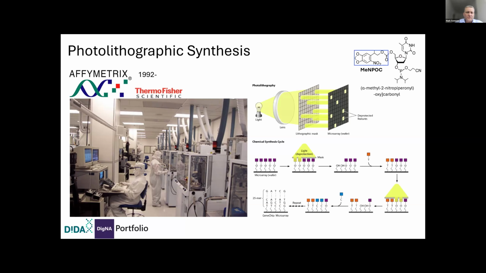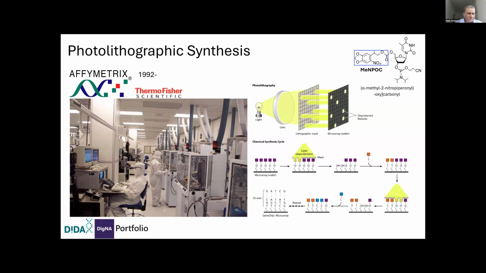You can see here from the picture that a relatively complex, industrial environment is necessary for the production. They use 1980s era semiconductor photolithography equipment, and so they synthesize on wafers using steppers that were originally intended for microchip synthesis. But the key change to the chemistry was to introduce this MENPOC group.